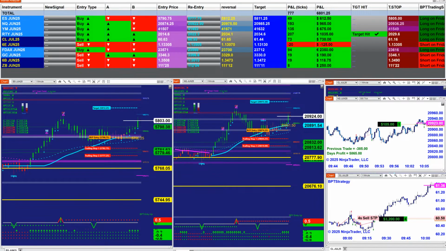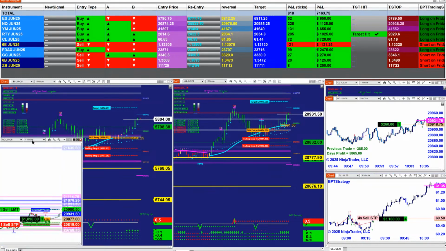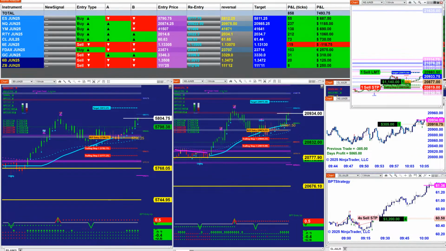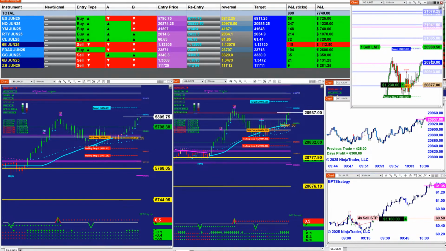The Nasdaq scalper took a trade long. From the market analyzer, we had the signal long on both ES and Nasdaq, and from the market analyzer there are 5 different automated trades, and it took the long.